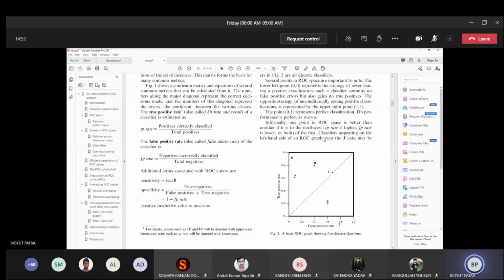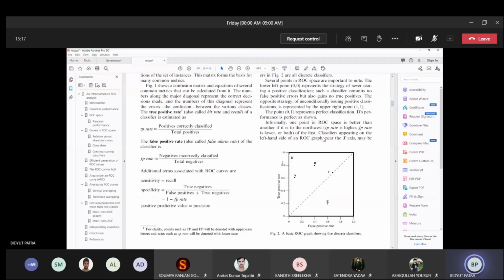The maximum value of the false positive rate will be 1. So let's say false positive rate goes from 0 to 1, and the true positive rate we plot along the vertical axis, the y-axis. So false positive rate on the x-axis and true positive rate on the y-axis.